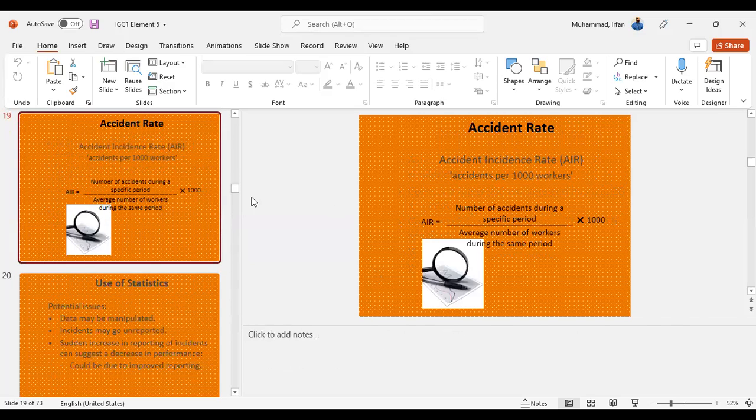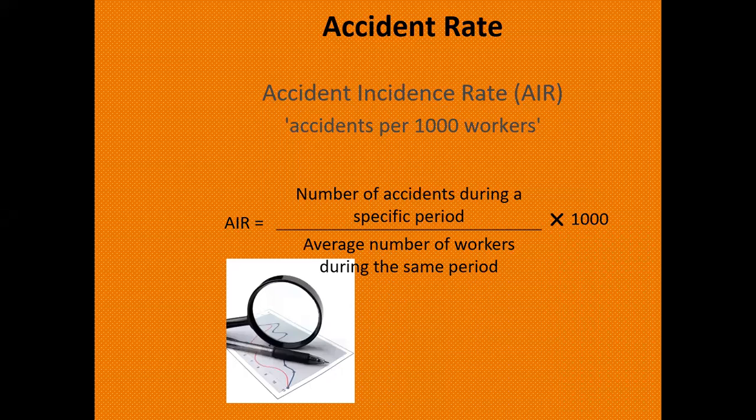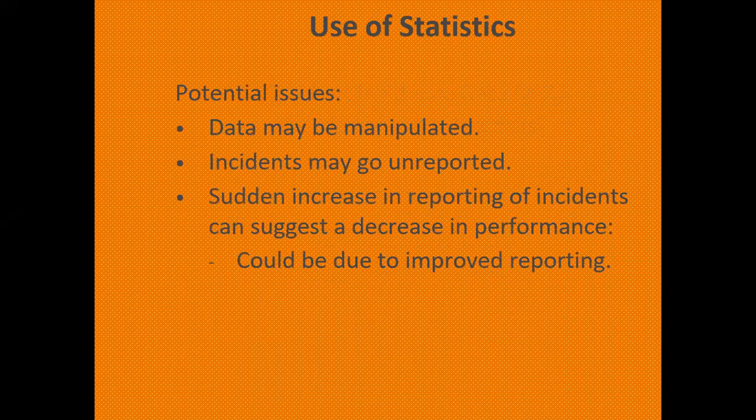So here we have the accident rate. How to calculate the accident rate? Number of accidents during a specific period, like a year, number of days, 365, divided by the average number of workers during the same period, and multiplied by 1000. In this way you can find the accident rate.